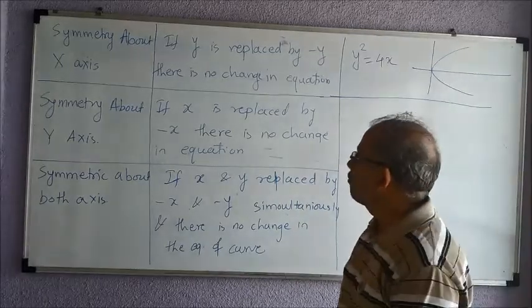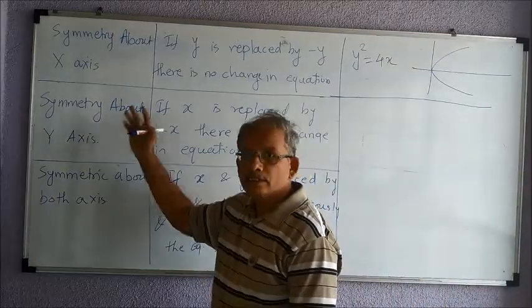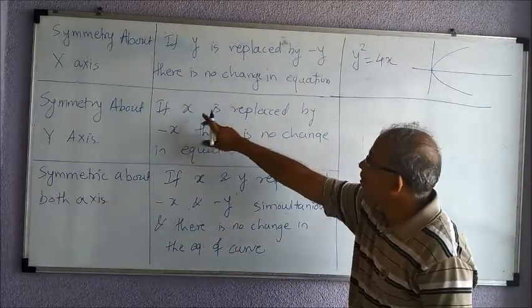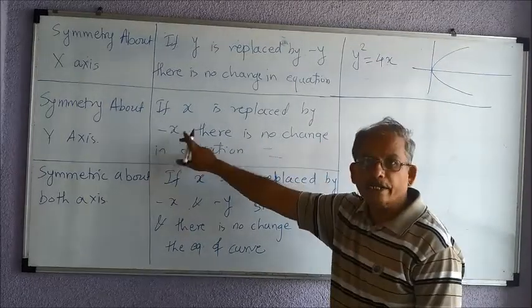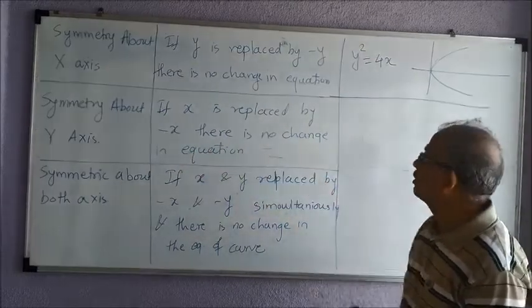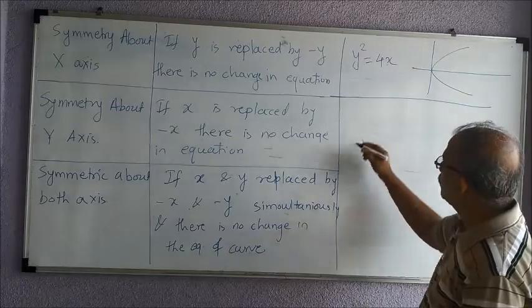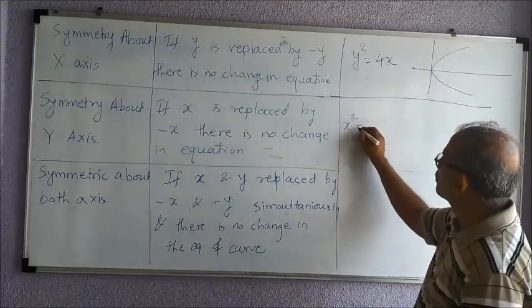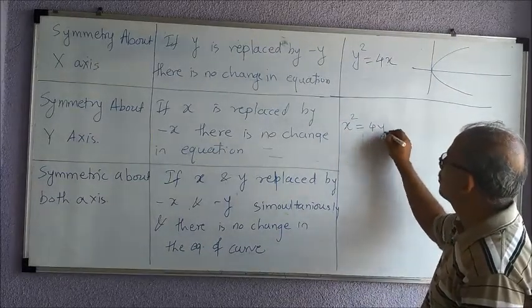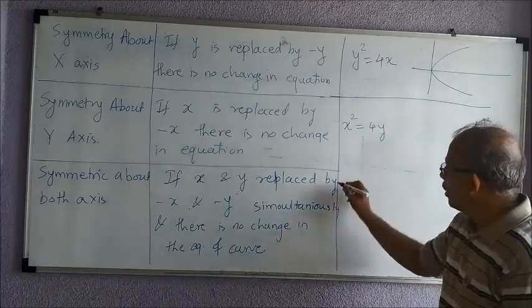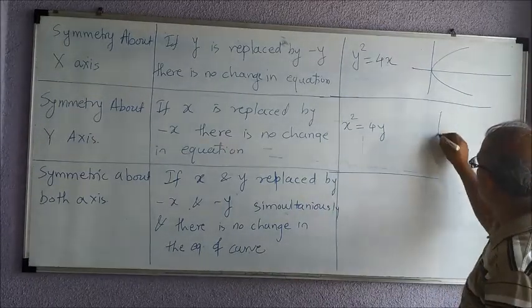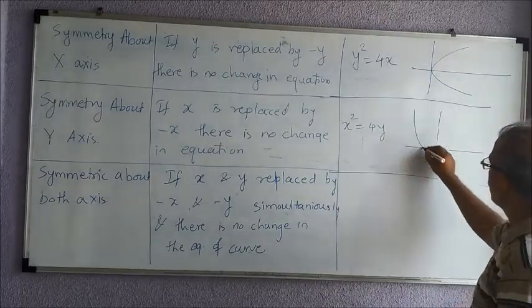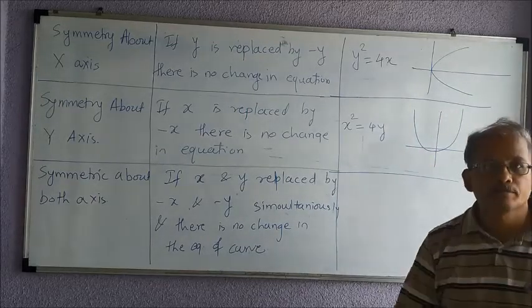Symmetric about the y-axis: you replace x by minus x and there is no change in the equation. The example is, again, a parabola, x square is equal to 4y. How does this parabola look? This looks symmetric about the y-axis.